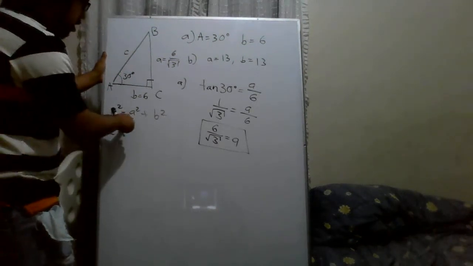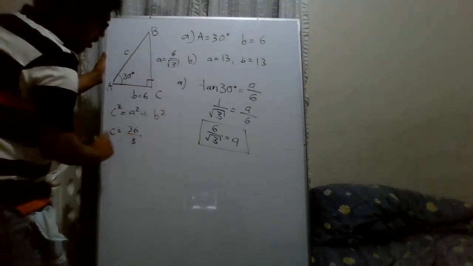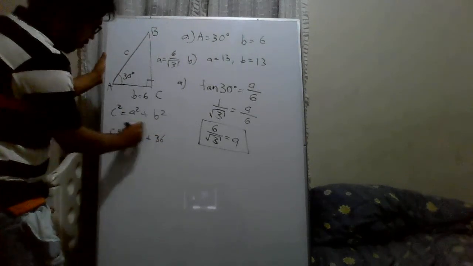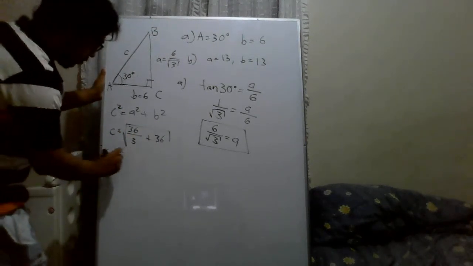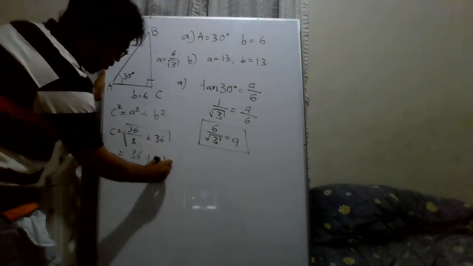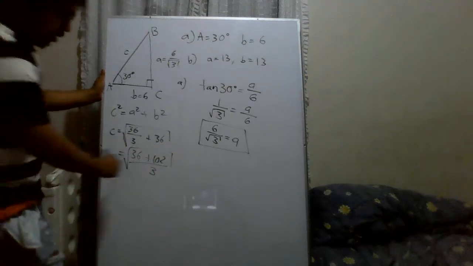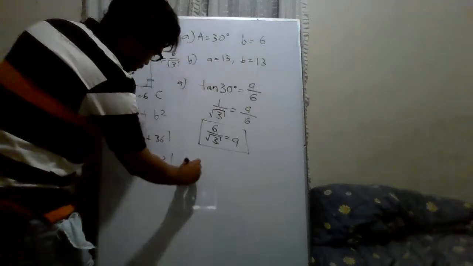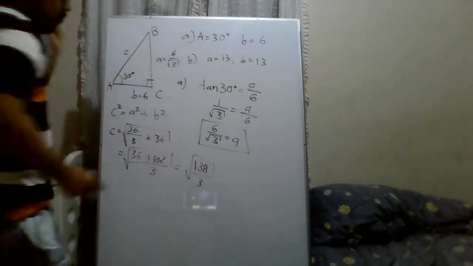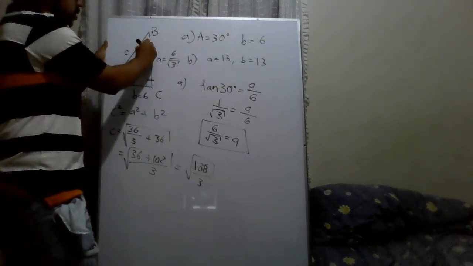C is equal to the root of A squared, which is 36 over 3, plus B squared, which is 36. Root of all this, equal to 36 plus 108 over 3, root of all this, and this is 138, yes, over 3. So this is C. And now you have everything. The other angle, of course, is 60 degrees.